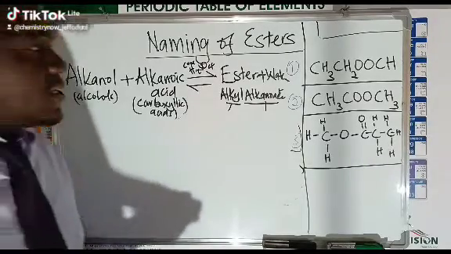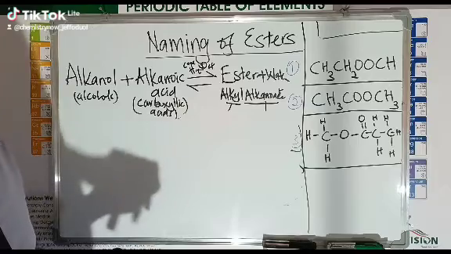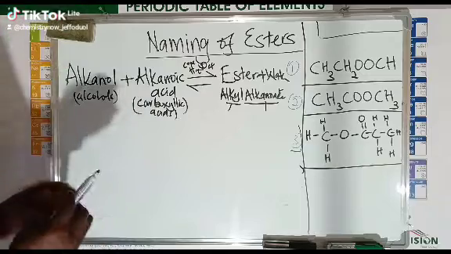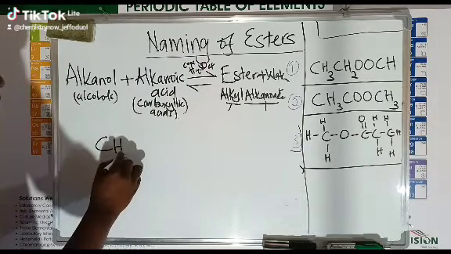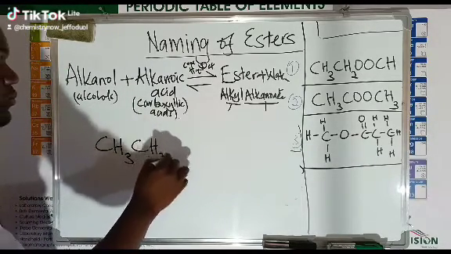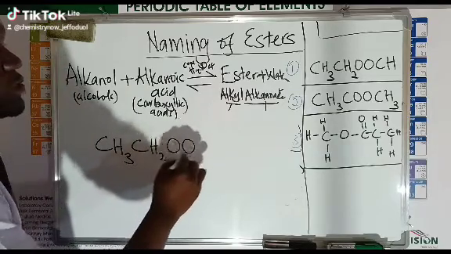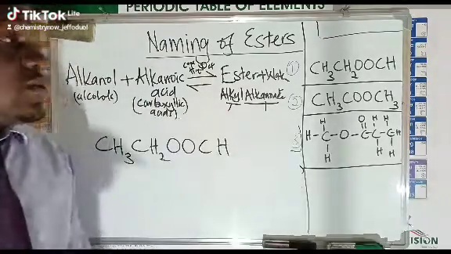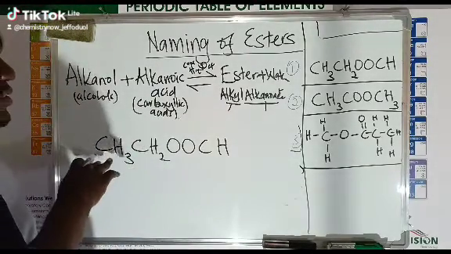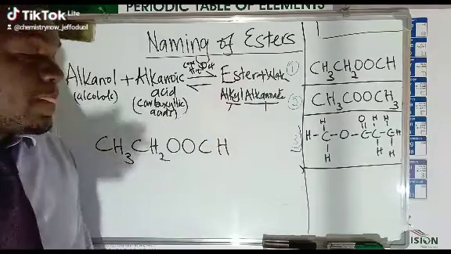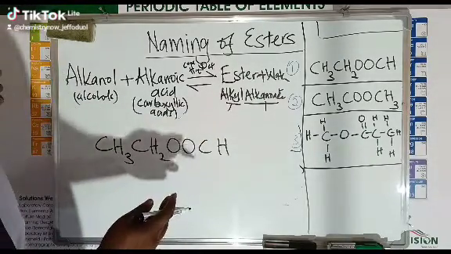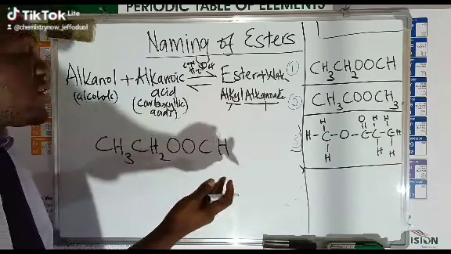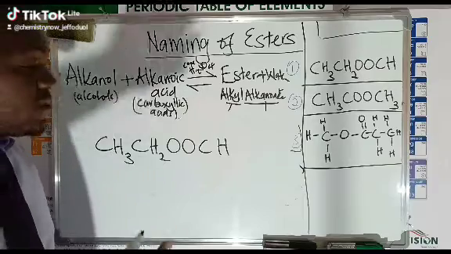Now we have examples here that we want to name. Let us look at the problems that we have tonight. We have this particular ester, CH3CH2OOCH. Now, when you're given a compound like this, in which it is just a simple formula and not a structural formula, you immediately have to know which carbon is from the alcohol or the alkanol and which one is from the acid. Now, this is the procedure.